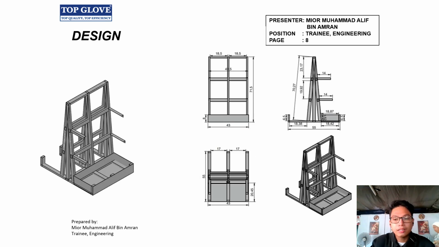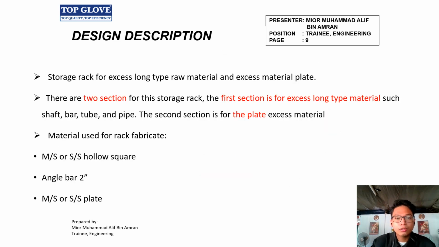So this is a design I received from my mentor, my engineer. So design description: storage rack for existing long type raw material and existing material plate. There are two sections for this storage rack. The first section is for existing long type material such as shaft, bar, tube and pipe. The second section is for the existing plate material. So the material used for rack fabrication is mild steel or stainless steel hollow square, and then angle bar, and mild steel or stainless steel plate.